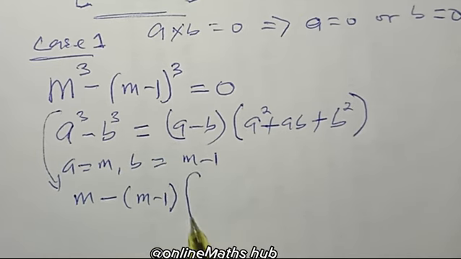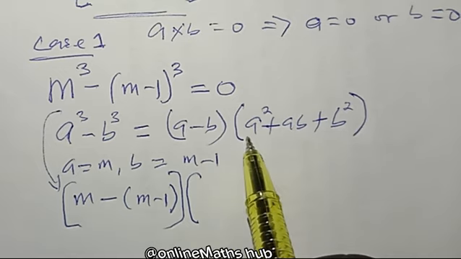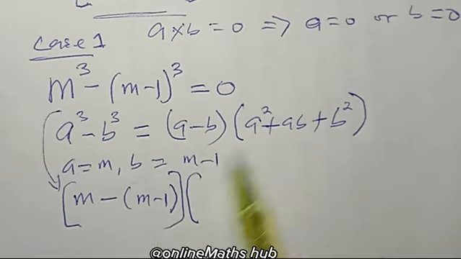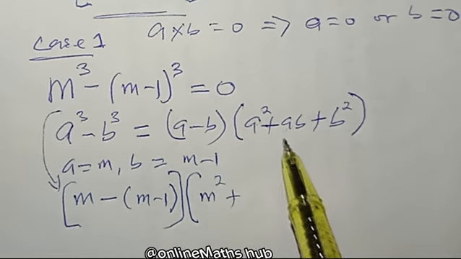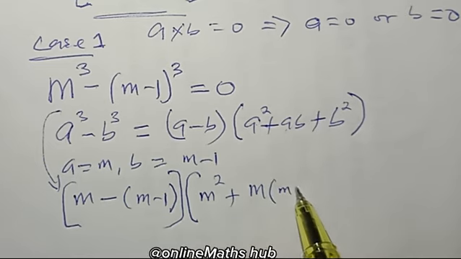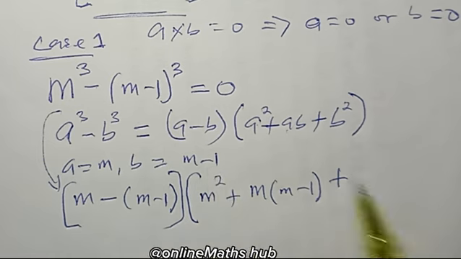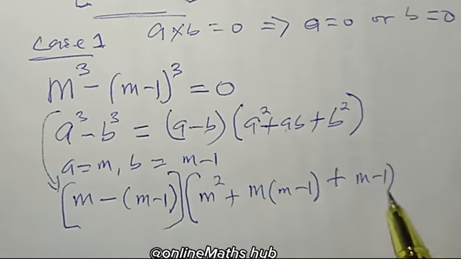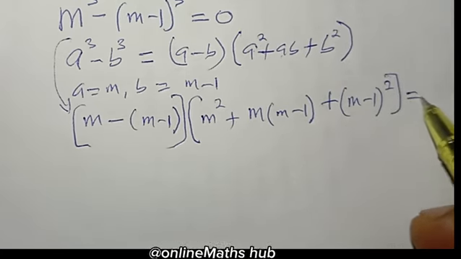Okay, and then let me still put this in big brackets, and then multiplied by a squared, which is m squared, plus ab, that is m multiplied by m minus 1, and plus b squared, which is m minus 1 all squared, equal to 0.